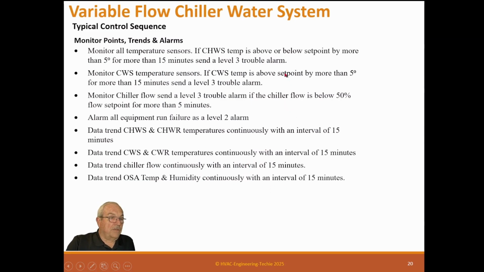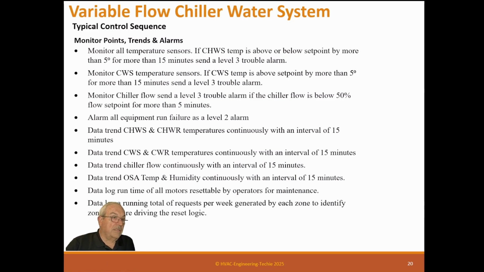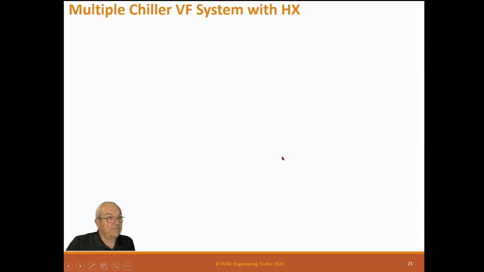Either way, it's no big deal. Data trend outside air temperature continuously with an interval of 15 minutes. Data log runtime of all motors, resettable by operators for maintenance. Data log running total requests per week generated by each zone. That's to tell which zone's driving the sequence. If you have one zone that's way high on requests, you need to go figure out why that is.